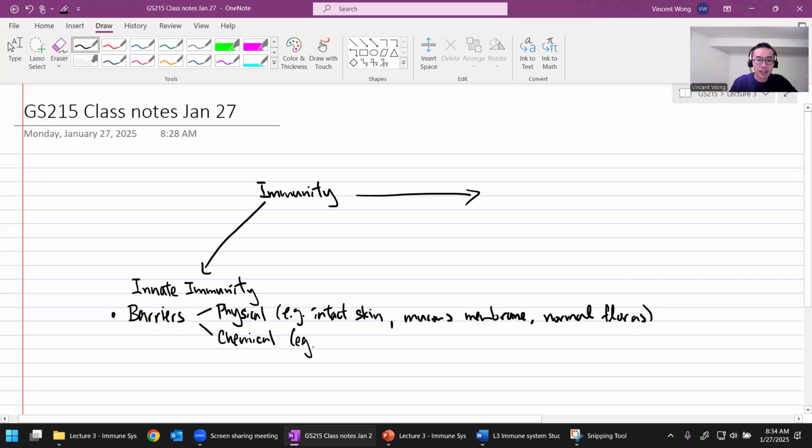For chemical barriers, we have things like lysozyme, which is an antibacterial enzyme that is found in saliva, tears, and sweat. We also have acid in the stomach, right, that creates a low pH environment. So these are barriers. And what's another thing that we talked about? It doesn't have to be in the same order that we talked about it. Anything that you remember at all. Another innate mechanism.